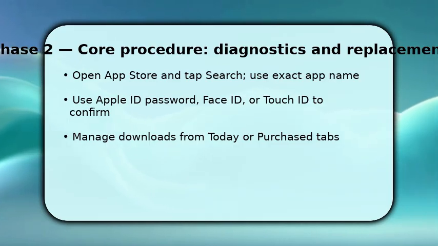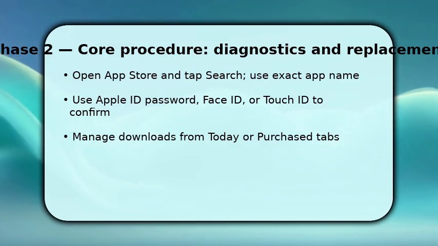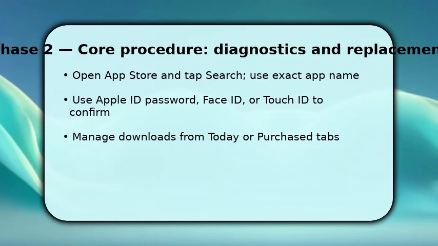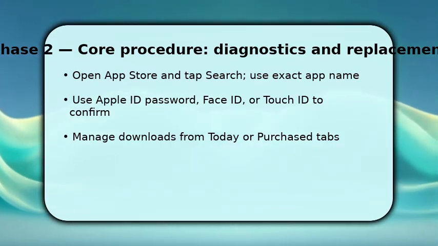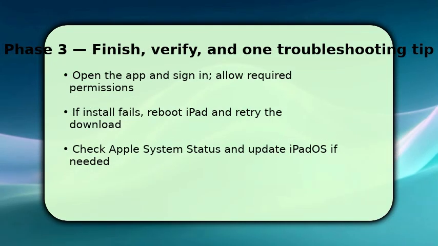Once the app starts, watch the progress indicator. Make sure downloads aren't paused by cellular data limits. If updating an existing app, go to the Updates or your Account section to manage version. After installation, open the app and sign in, granting permissions like notifications or location when prompted so features work.